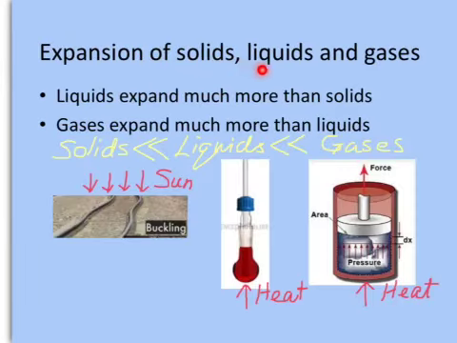Expansion of solids, liquids, and gases. Liquids expand much more than solids. Gases expand much more than liquids. You might find this one useful. Railway track under the hot sun will buckle because of expansion. Liquid in here will expand when it's heated. Gas in here expands even more when heated.